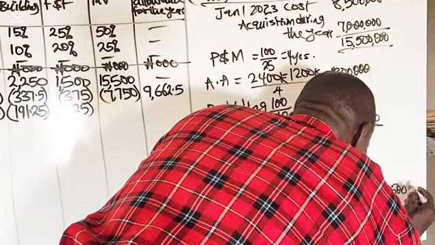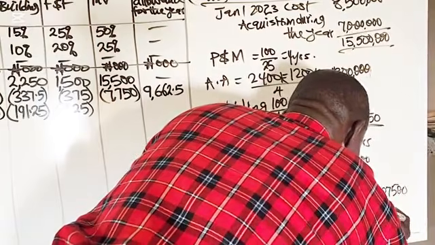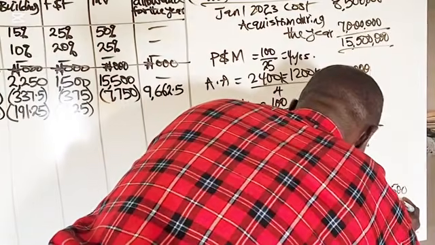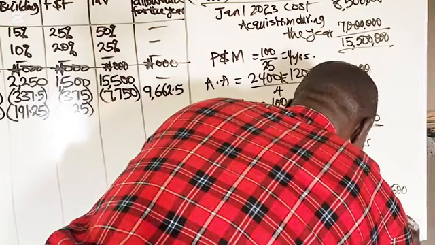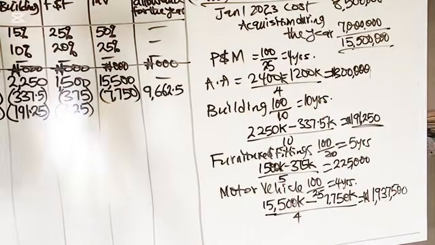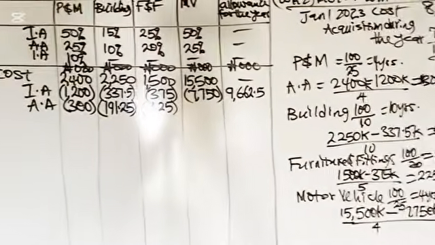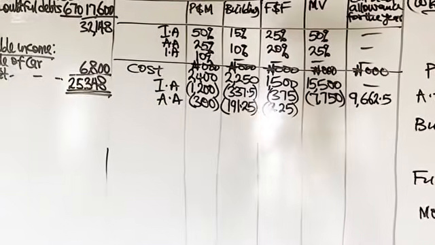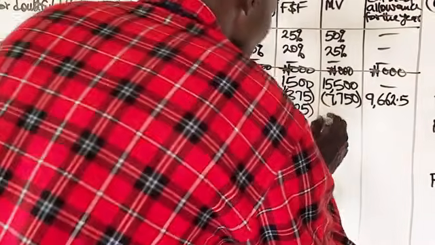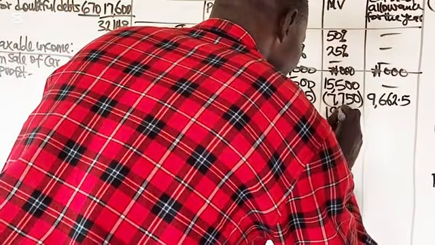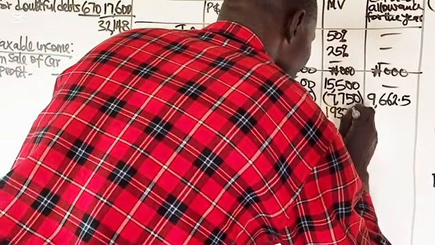1,937,500. That is the annual allowance on motor vehicle. So after that, 1,937,500.